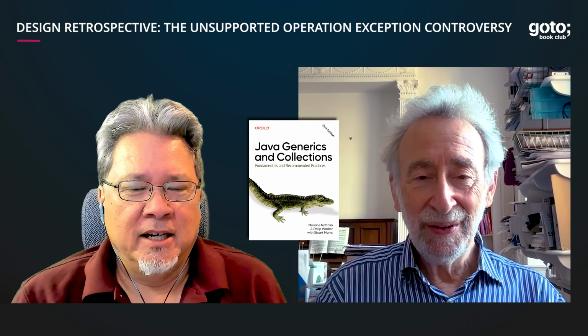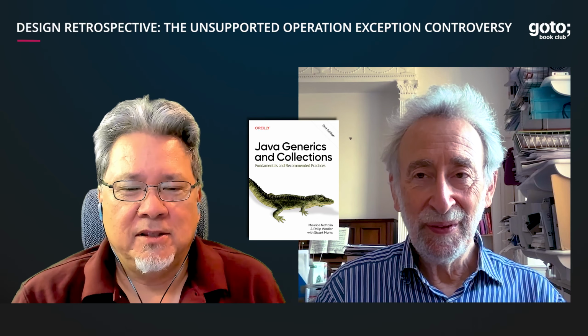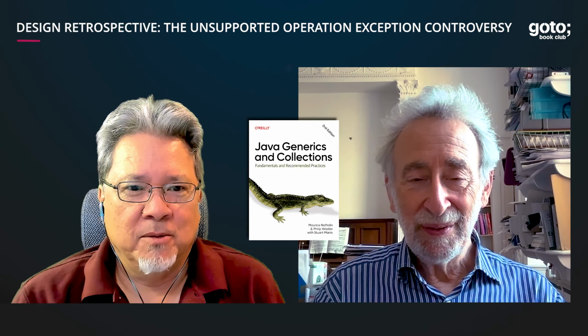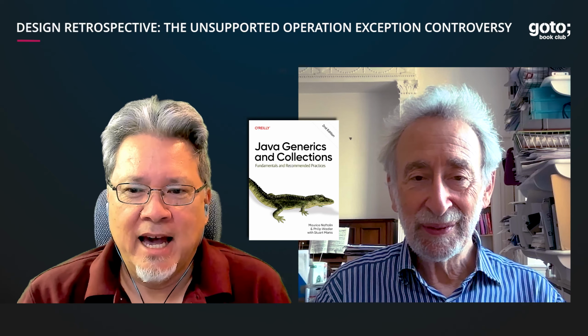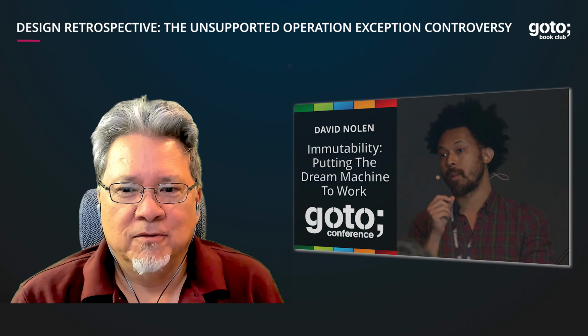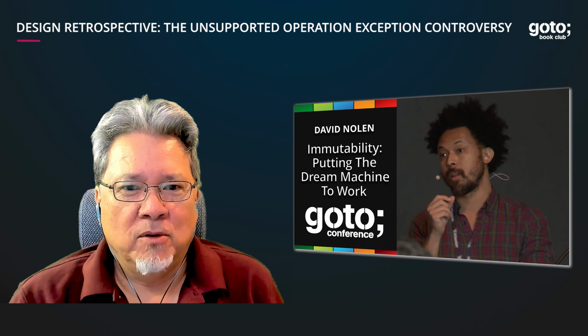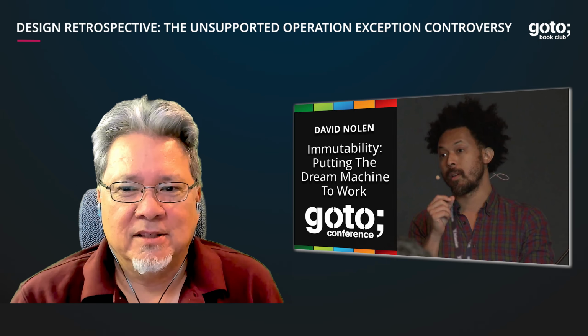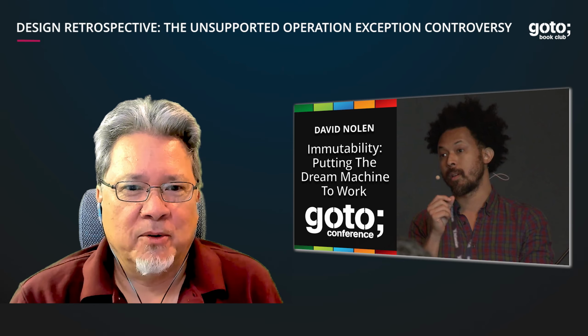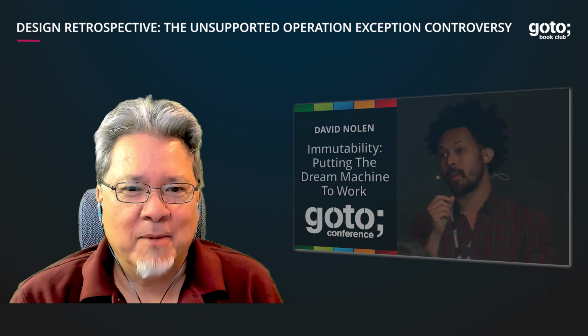So you did mention another one of the new chapters, which is the design retrospective. And I think one of the big topics we covered in that was this notion of the lack of read-only or so-called immutable interfaces and the use of UnsupportedOperationException. I think we probably should mention that, since that is a fairly big topic.